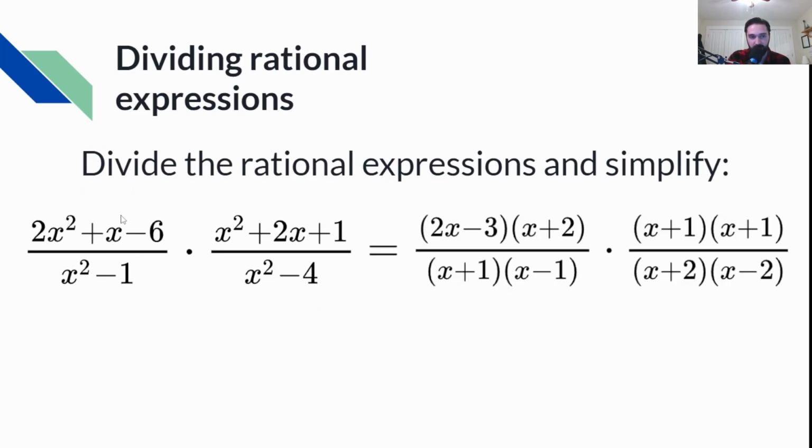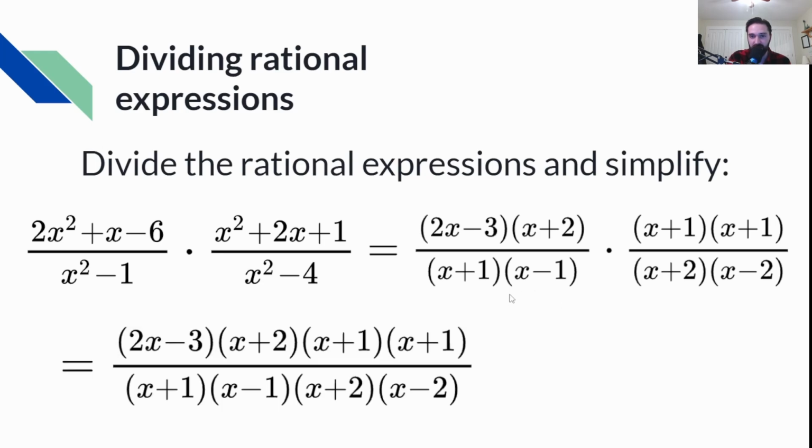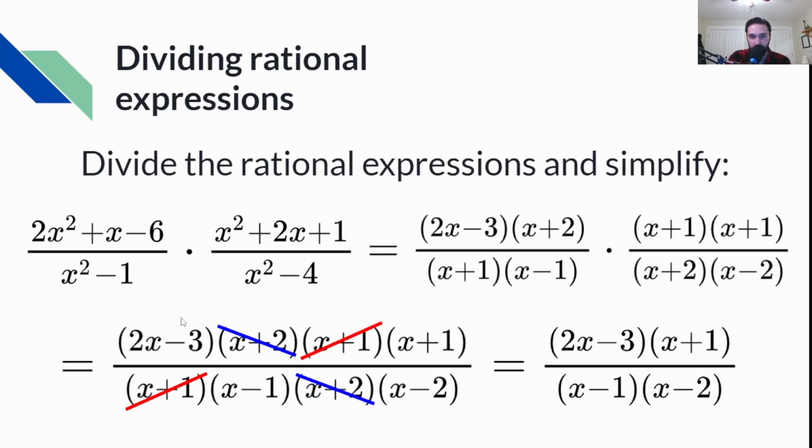This trinomial, we can use the AC method to get this. This down here is the difference of squares, so we can factor it like that. This we can use trial and error to factor, and we'll get this. And x squared minus 4 is a difference of squares, so it can be factored like this. So let's multiply these fractions together to get one big fraction. And then let's cancel some stuff. X plus 2 cancels with x plus 2, and x plus 1 cancels with x plus 1. So that leaves us with 2x minus 3 times x plus 1 over x minus 1 times x minus 2. And that's our final answer.